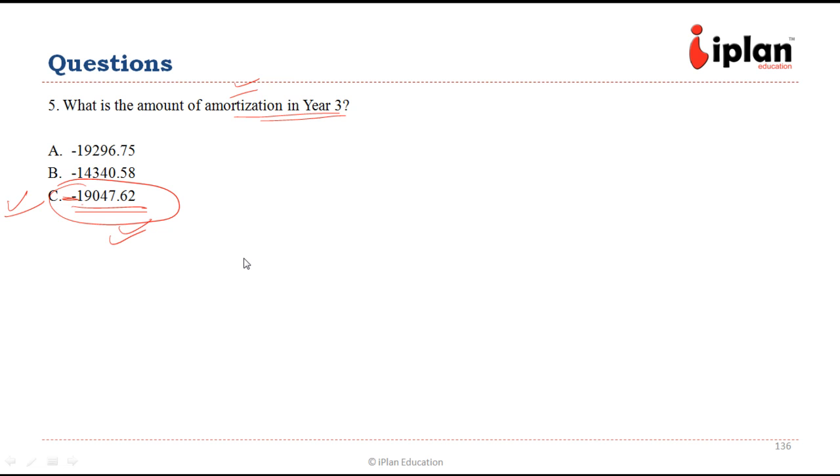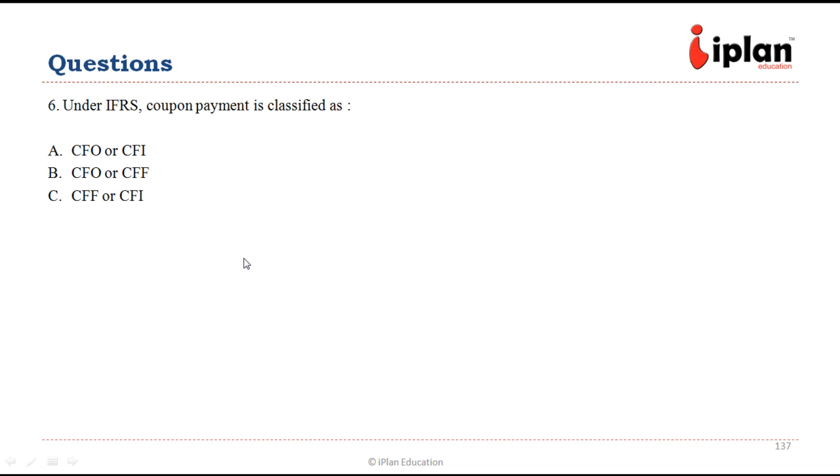Question number 6 says, under IFRS the coupon payment is classified as we know that coupon payment is the interest expense. It could be cash flow from operating activities or financing activity. So B is the right answer. Let us move to question number 7.